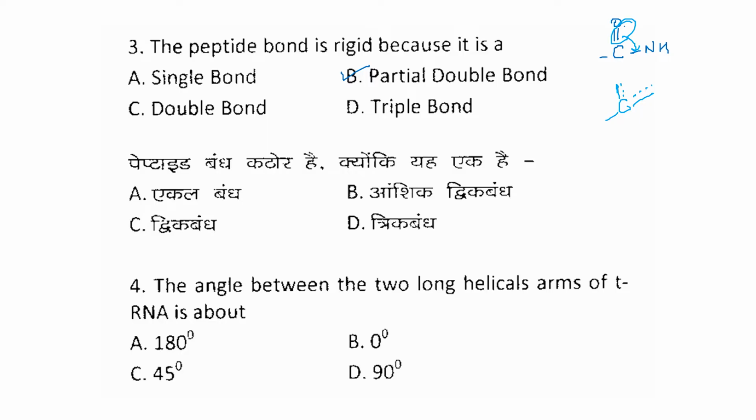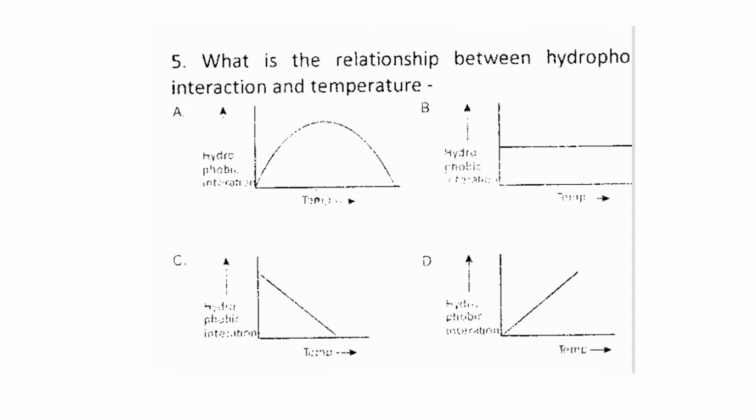Answer is B. The next question is, the angle between two long helical arms of tRNA. If we see the 3D structure, it is L shaped, and that's why the angle between the two arms is 90 degrees. Next question is, what is the relationship between hydrophobic interaction and temperature? As the temperature increases, hydrophobic interaction first increases to a certain point and then starts declining. So the correct answer will be A.